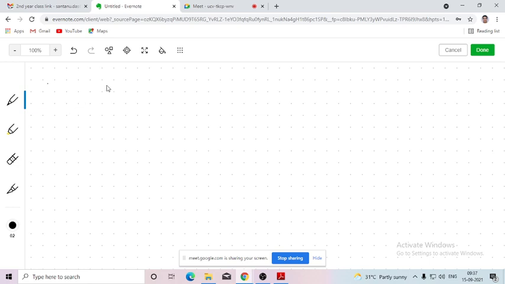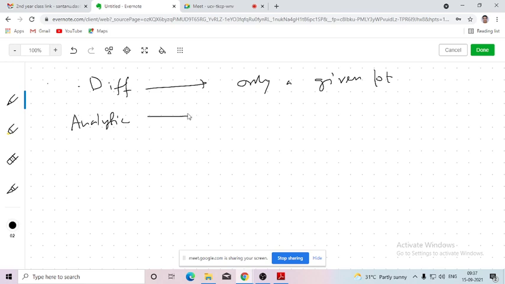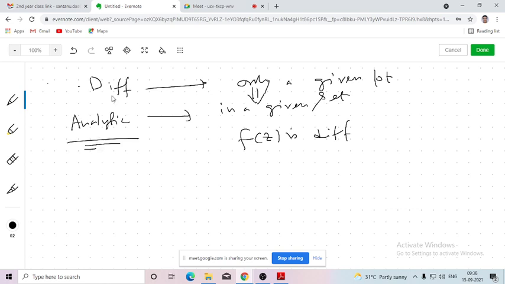Yes, sir. Okay. Then, since we have said that differentiability means differentiability at only a given point, but analyticity means in a given set, the function f(z) is differentiable. So it is a broader concept, because if I know that the function is analytic, then I don't need to verify whether it is differentiable pointwise. Rather, in the given entire set, we can say that the function is differentiable.